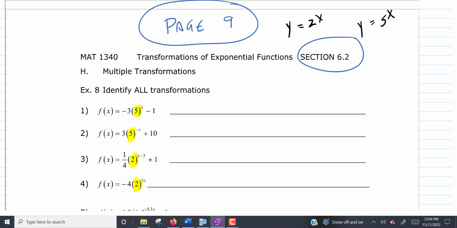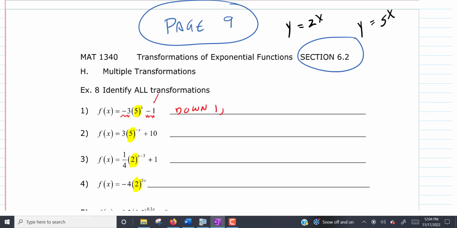So one of the things that we learned before was if the things are outside the function, so if you're outside of the exponent, that's either going to be up, down, or it's going to be stretch, shrink vertically. That's what it does, okay? So it's the same as it is for any problem you've learned before. So this minus 1, what do you think it does? Down 1, good. Okay, so that's down 1.